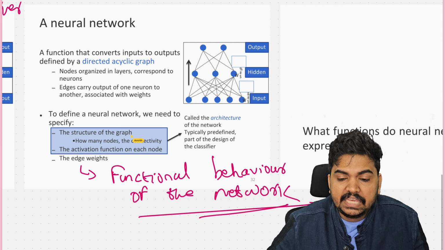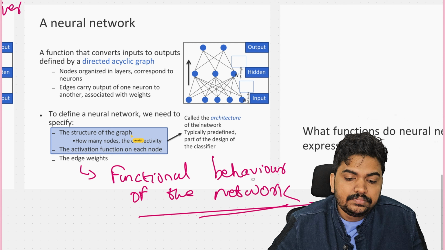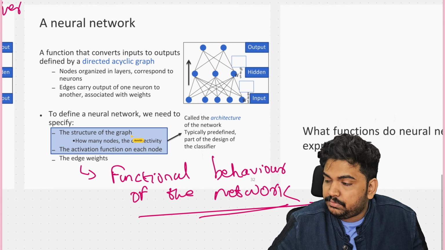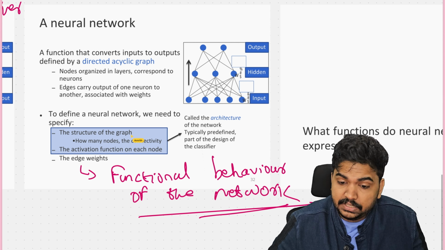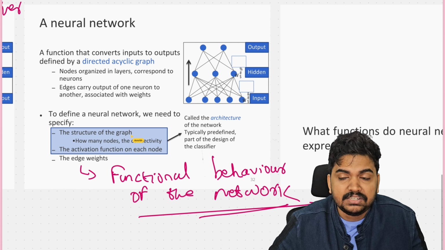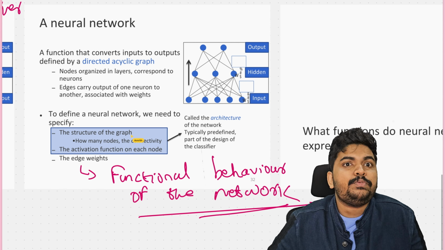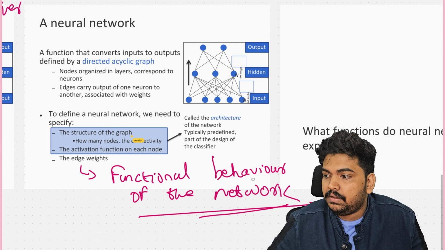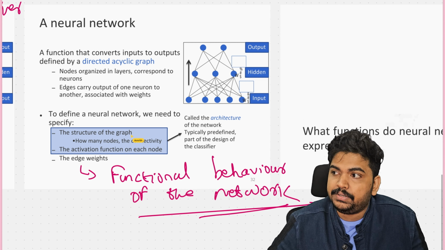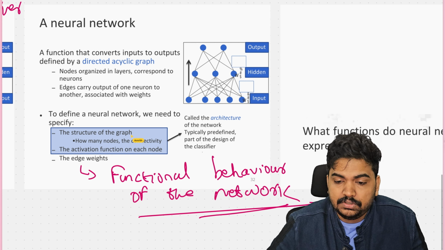So we may have the same architecture, but depending on the data, different edge weights may be learned, and depending on the task, the data may vary. That means the functional behavior may vary, even if two neural networks have the same architecture. So they may produce outputs for completely different solutions or different tasks.